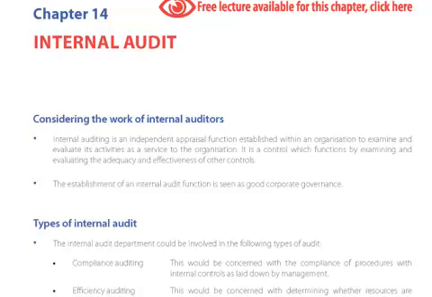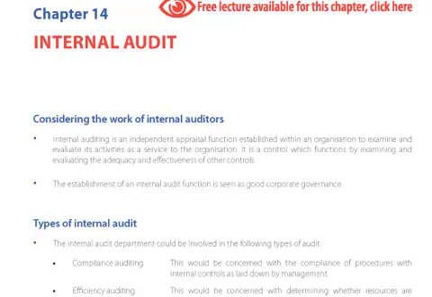Chapter 14, page 89, the opening paragraph then. It's an independent appraisal function established within the organisation to examine and evaluate activities as a service to the organisation. It functions by examining and evaluating the adequacy and effectiveness of other controls. The establishment of an internal audit function is seen as good corporate governance, but having established the function, we then need to determine to whom the internal auditors should be responsible and reportable. And the common sense answer is that we should report, if there is one, to the audit committee initially, and the audit committee will then pass on the internal audit findings to the full executive board.